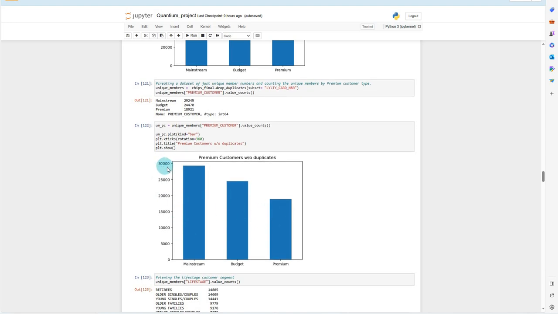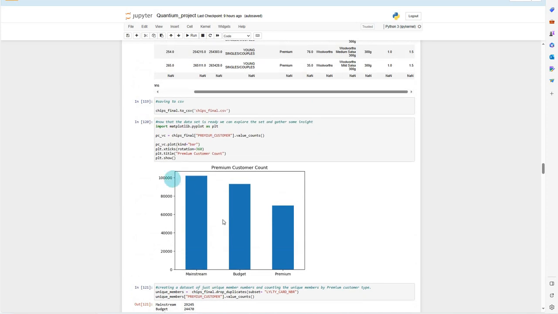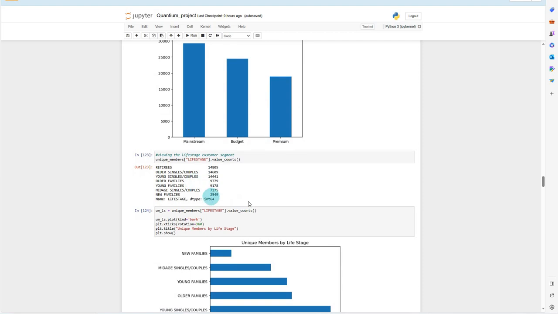You can notice the difference. This chart is topping out at 30,000. This is probably like 29,000 and change, and here it's at 100,000. So this is like every single transaction.